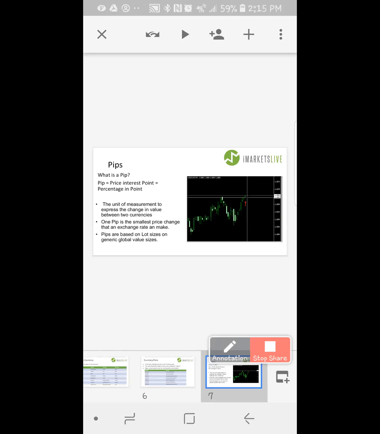So again, the best way that I understood it, breaking it down into regular words and not all this technical stuff, a pip is a point. If I'm in a Euro USD trade and I'm going for a sell, that means I'm saying that Euro is weakening and the US dollar is going to strengthen against that. I'm going to tell the market, I want you to enter me at this point. When it goes down 20 pips or 20 points, go ahead and take me out. And I can tell the market how much money I want each 20 of those points to be.